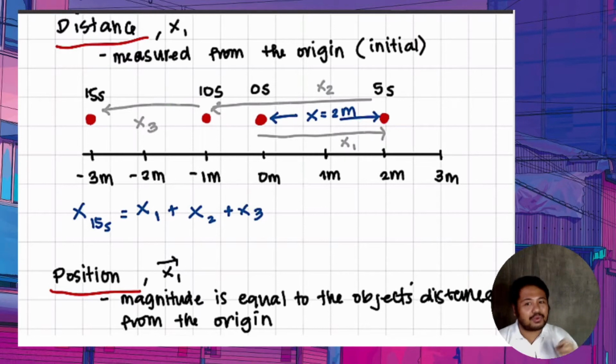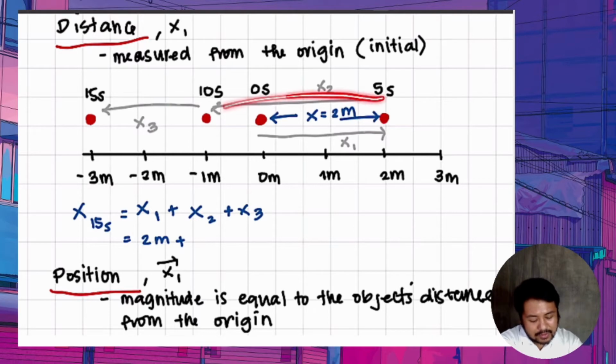But what are x1, x2, and x3? We already saw the value of x1. x1 for us is just 2 meters. Plus, how about x2? Let's look at this. x2 is coming from 5 seconds going to this point at 10 seconds. So from 2 meters, it became -1 meter. But distance is not a vector quantity. There's no negative sign for this one.